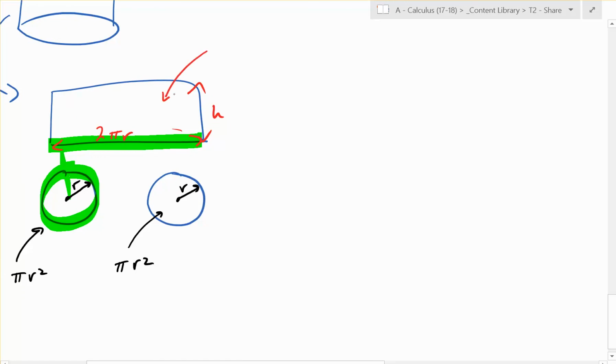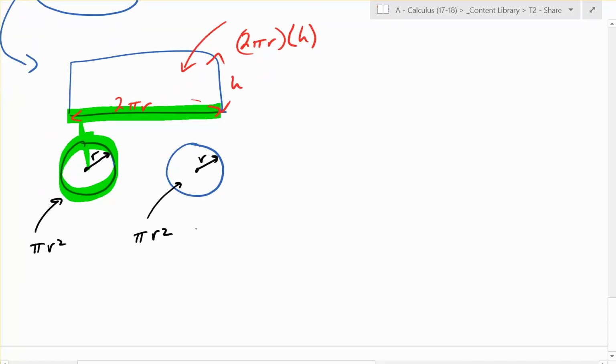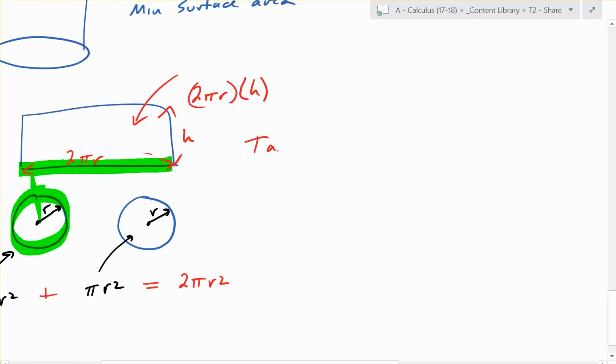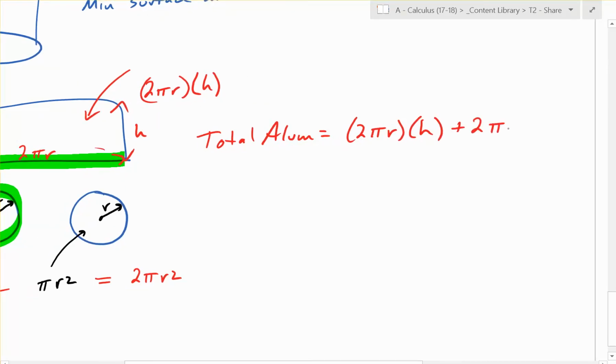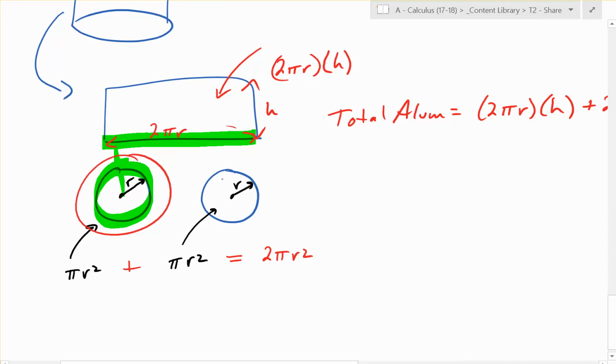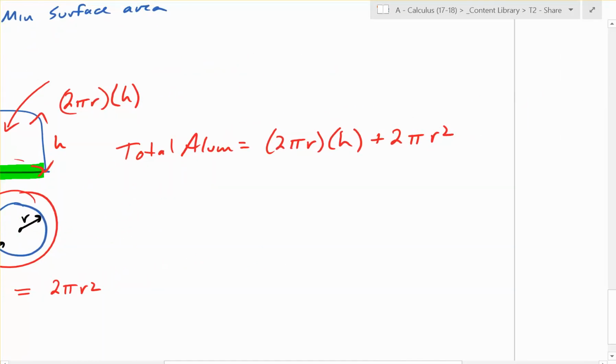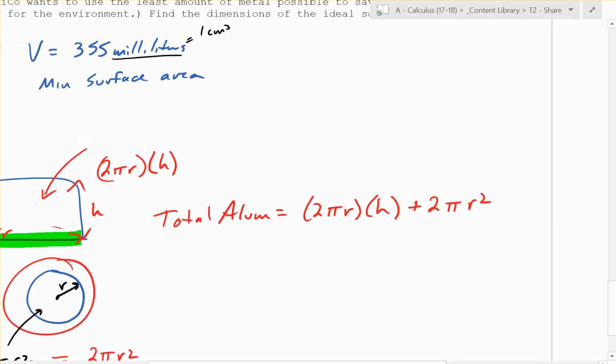So what's the area of aluminum right there? The amount of aluminum around the side of the can is going to be 2 pi r times h. And then on top, it's going to be 2 of those. You add them together, you get 2 pi r squared. So what is the total aluminum? I can almost spell total here. The total aluminum will be 2 pi r times h. That's the aluminum from the sides. And then the aluminum on the top is going to be 2 pi r squared, because the top is pi r squared, the bottom is pi r squared, so there's 2 of them. So that's the total amount of aluminum.